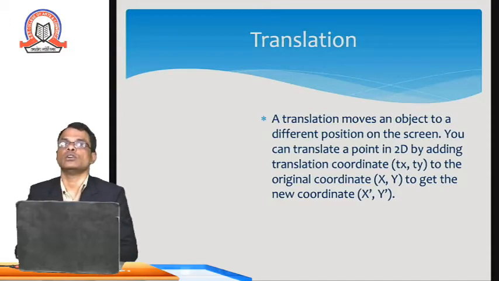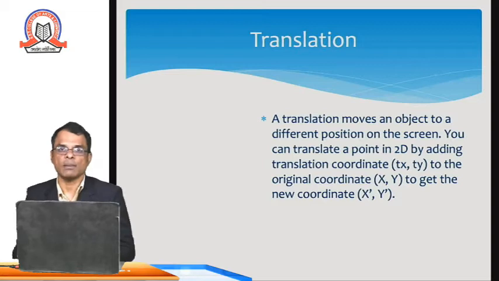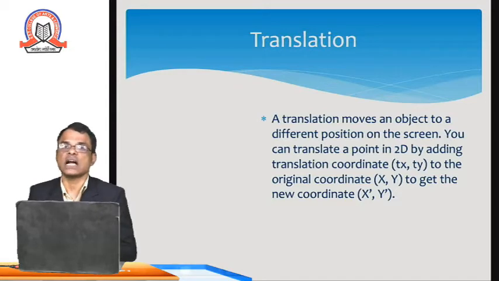We need two factors, that is tx and ty, which will move that object in the x position as well as in the y position. We are going to add these two coordinates to the actual coordinates, that is the starting coordinates, and we get some new coordinates.